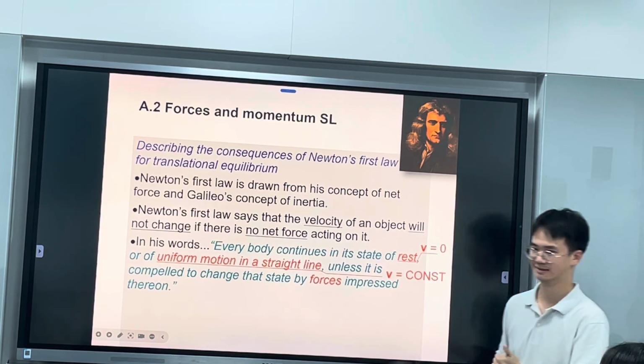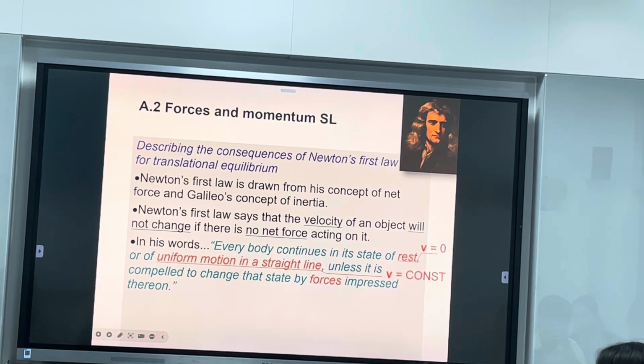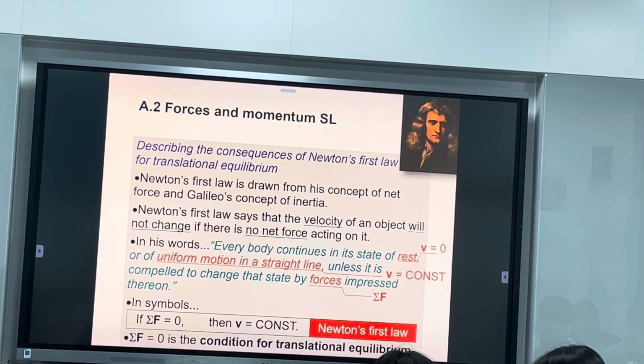Any questions? Very easy, right? Because we already talked about it in 1B. So let's jump. If net force is zero, then velocity is constant. Okay? And actually, this is the condition for translational equilibrium.